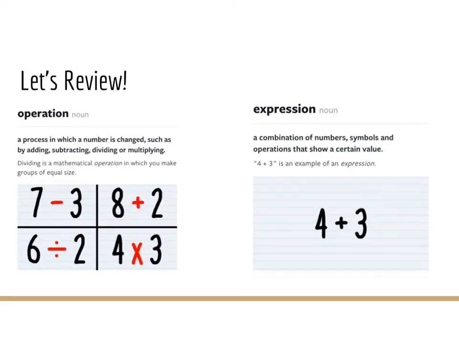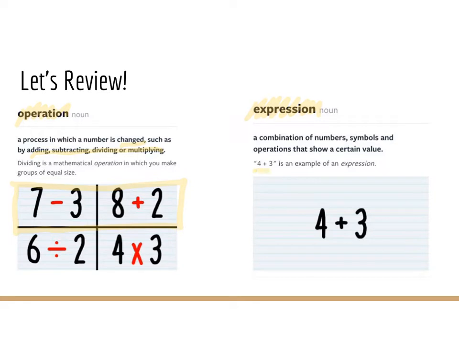All right, we're going to review a couple vocabulary words from earlier this week with order of operations. So, operation is a process in which a number is changed, such as by adding, subtracting, dividing, or multiplying. Today, our algebraic equations will only have subtraction and addition in them. We need to understand our expression because expressions are important pieces of equations, all right? So, expressions are the combination of numbers, symbols, and operations that show a certain value.